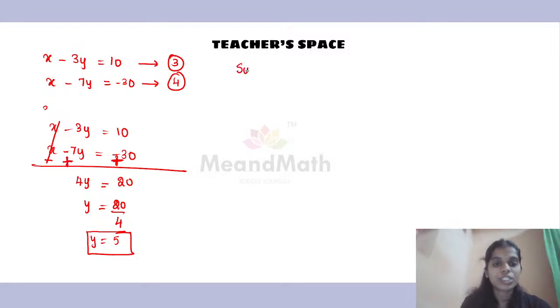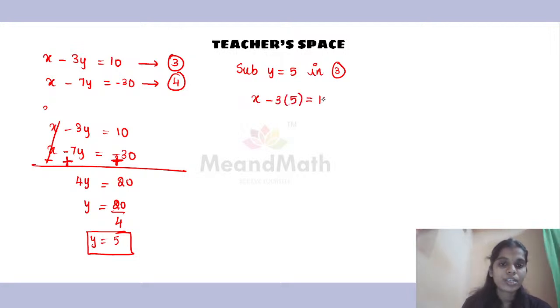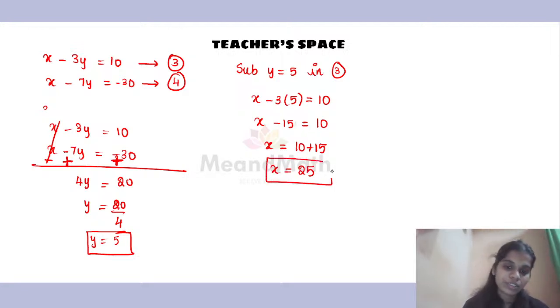So, substitute y equal to 5 in 3. x minus 3 into 5 equal to 10. x minus 15 equal to 10. x equals 10 plus 15. x equals 25. So, the value of x is 25 and y is 5. Age of father is 25 and the son is 5.